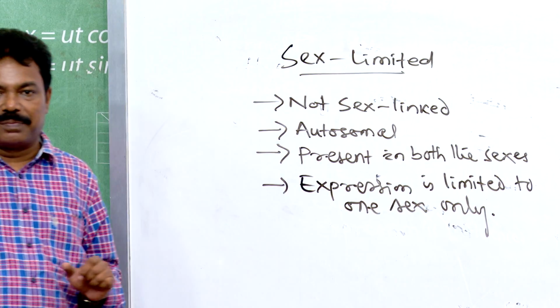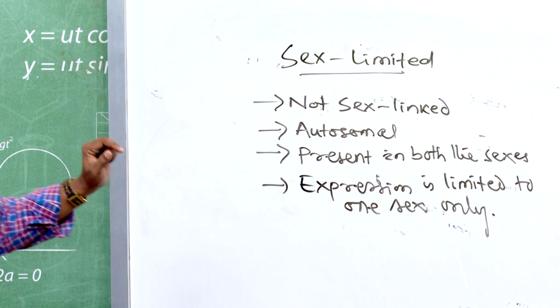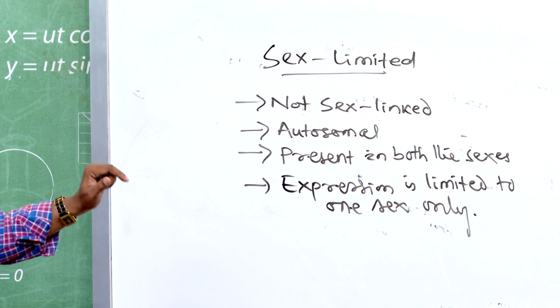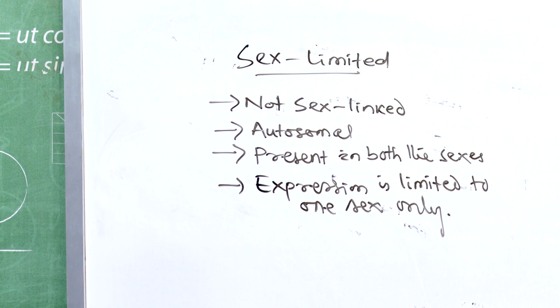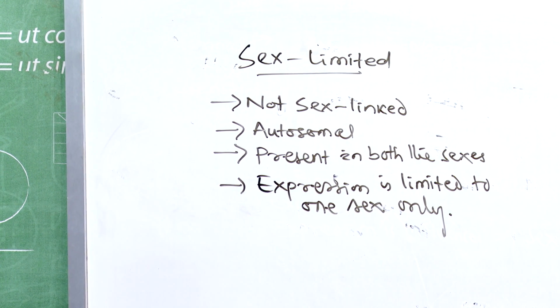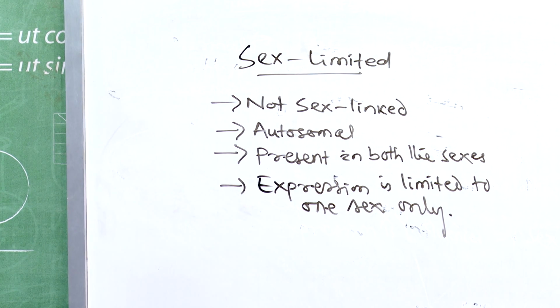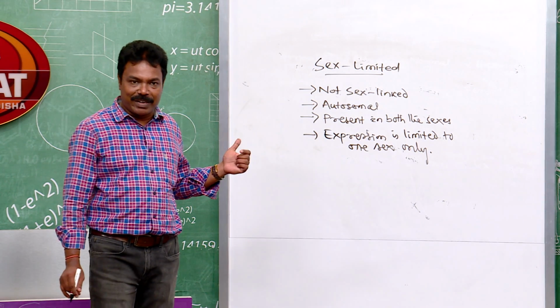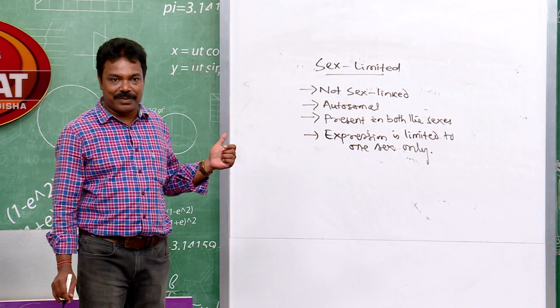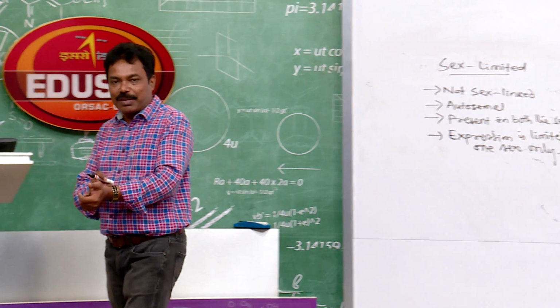For example, the gene for milk production is present in cows and bulls, but their expression is limited to the female sex only. Hence, cows only produce the milk, not the bulls, right? Am I able to explain you clearly at this point of time? Okay, fine. Now let's do some exercise.